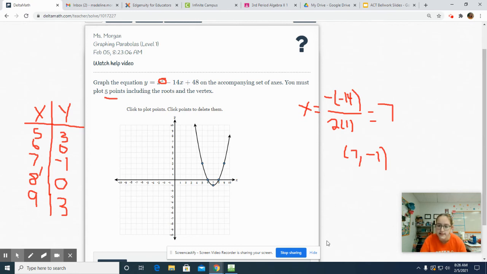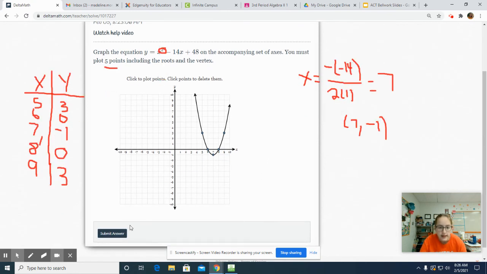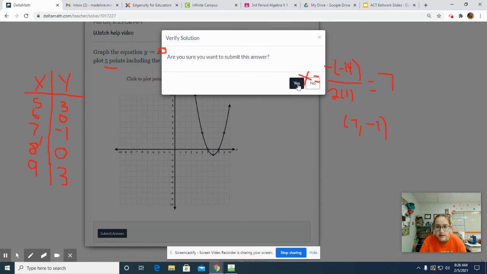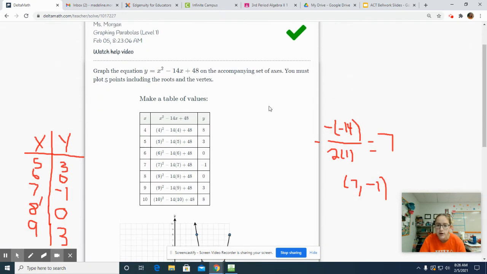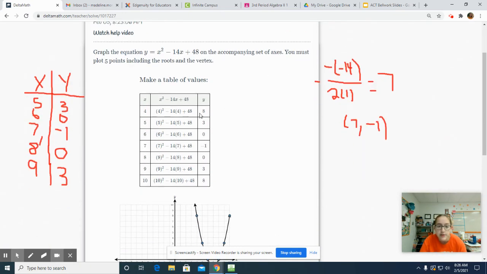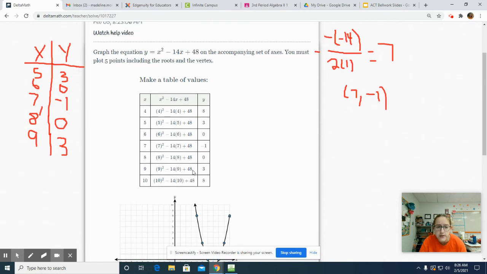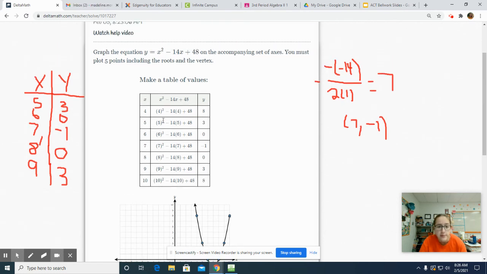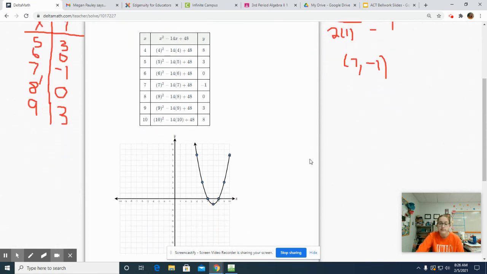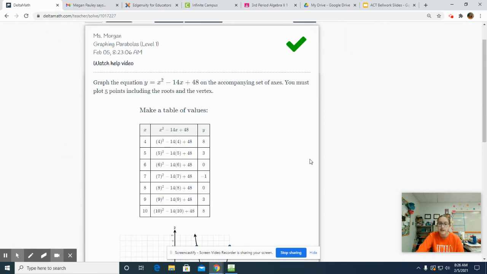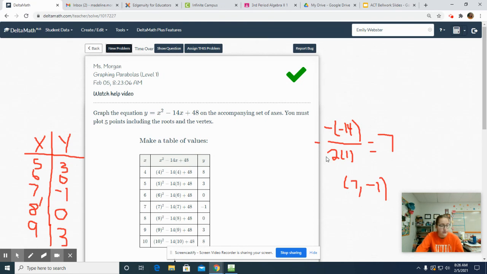Oh, see, it automatically plots it for me. And then I can hit submit answer, and we're going to hit yes. And we got a big check mark. So here it gives you the table of values in case you get it wrong. You can check to see where you might have messed up. And this is all you're doing. They plotted a few more points than 5, which is totally fine. But like right here for 5, you plug in 5 to this, and it spit out a 3. And because this is a 3, that means this is going to be a 3, so on and so forth. So yeah, that is the long and the short of graphing in standard form.